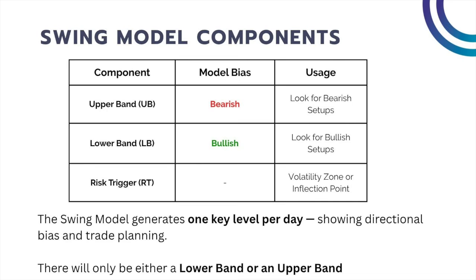Then we also have our risk trigger. The risk trigger would be the level on the opposite side. So if we have a lower band, the risk trigger will be above the lower band. And if we have the upper band, the risk trigger will be below the upper band. The risk trigger is typically a volatility zone or an inflection point. The very important part is that we generate 1 key level per day. So on any given day, there's only going to be either an upper band or a lower band. And of course, you will always have a risk trigger. That is very key.